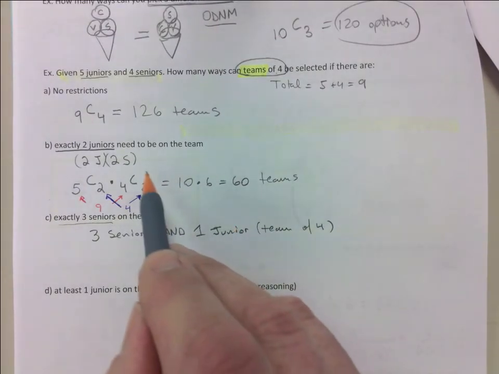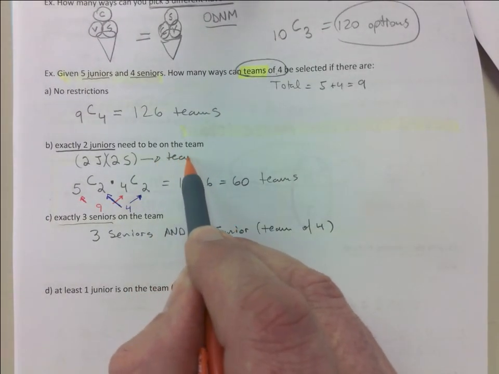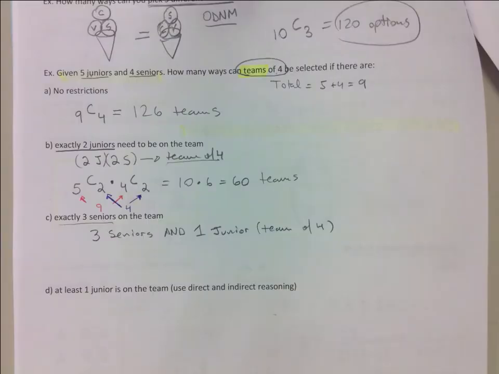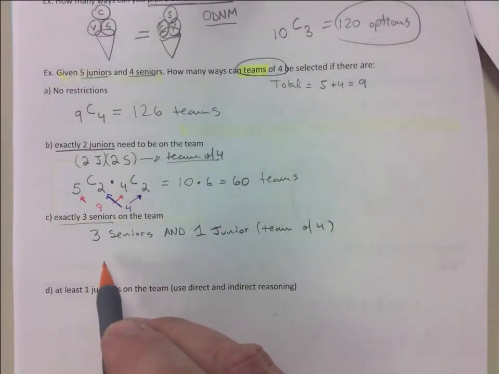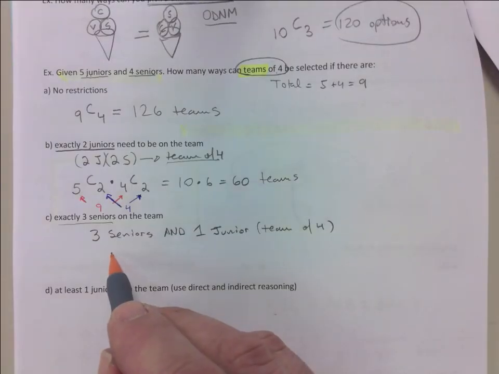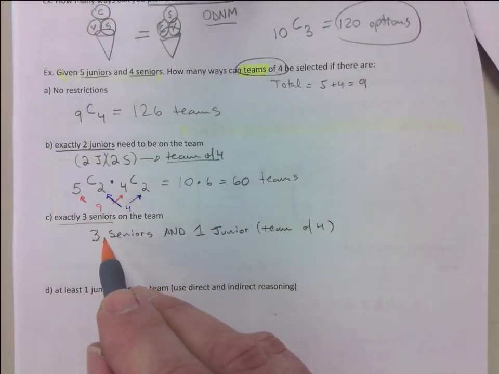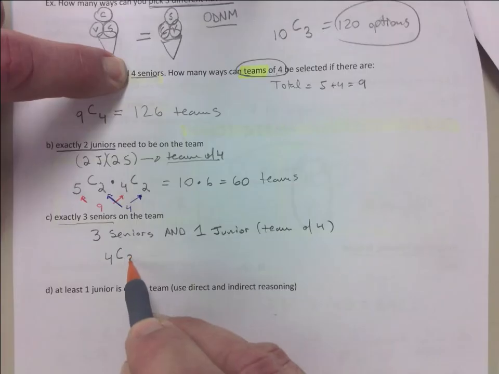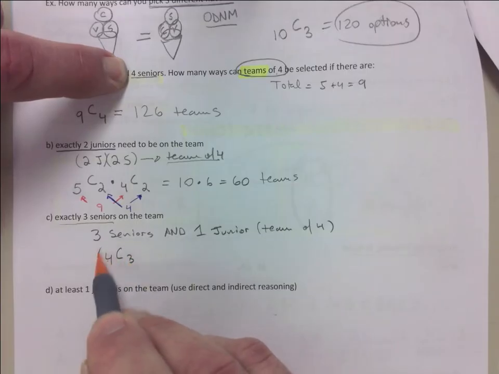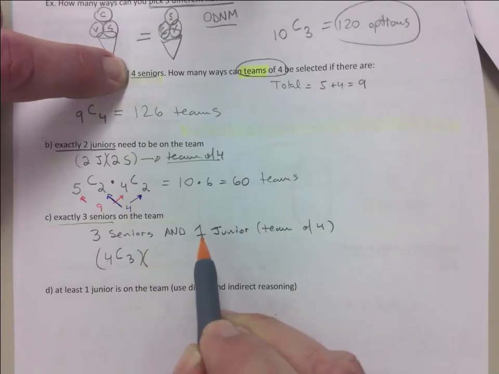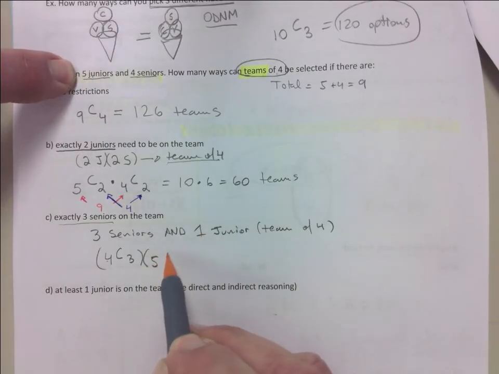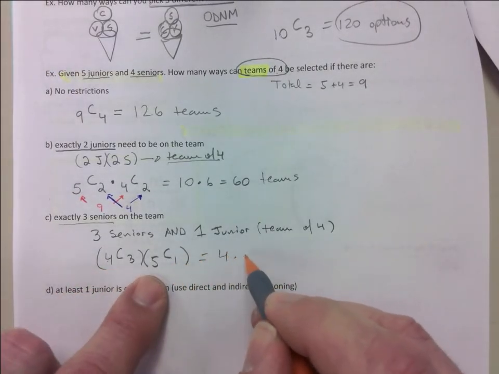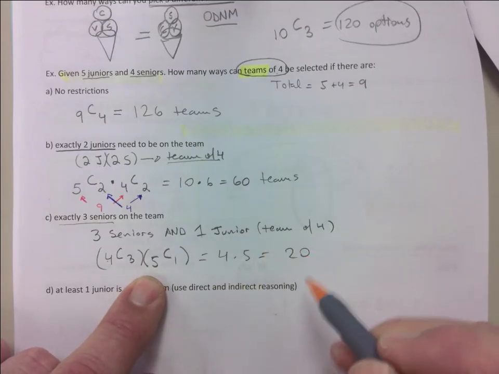Let's go back up here, if you wouldn't mind. Team of 4. That's why we do that. So this would be 3 seniors. Let's not mix it up. We've got 4 seniors, and we're going to choose 3 from the 4. And then we need a junior yet, right? So from the 5 juniors, we're going to choose one. This is 4 times 5, which is 20.